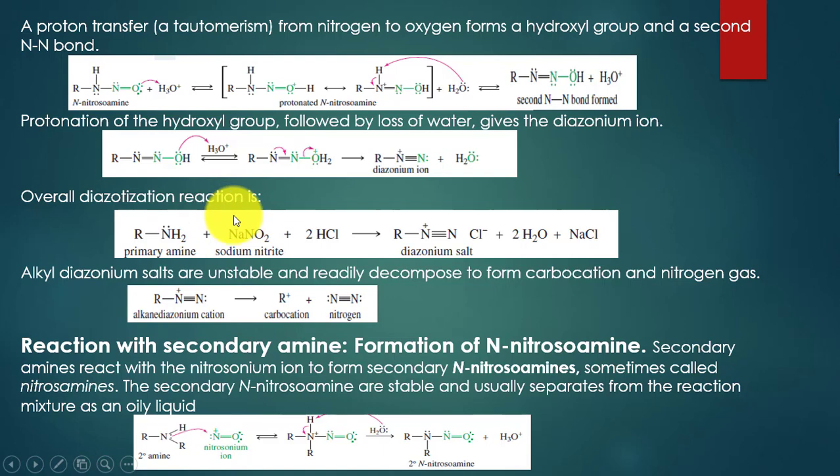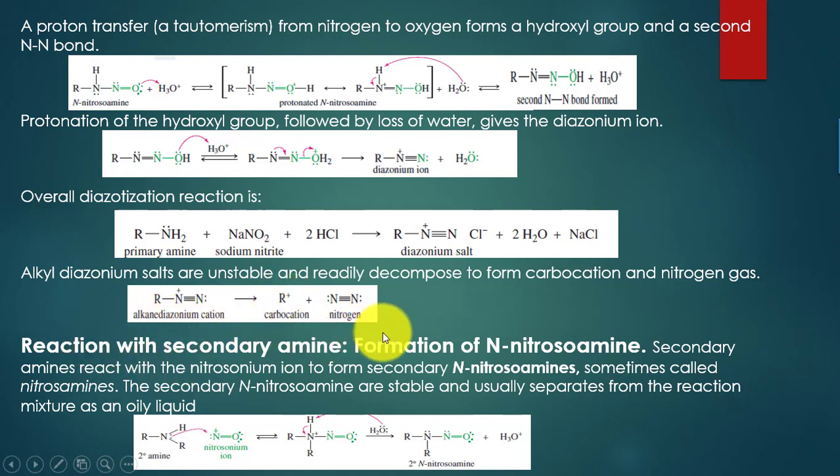The overall diazotization reaction is shown in which a primary amine is made to react with sodium nitrite, and this leads to the formation of diazonium salt in the presence of HCl. Alkyl diazonium salts are unstable and readily decompose to form carbocation and nitrogen gas, so they are not used in the synthesis of other compounds.